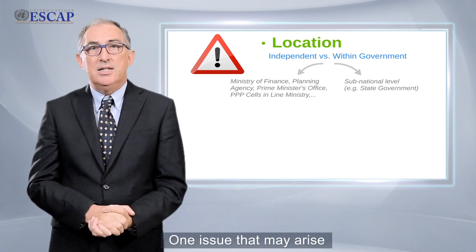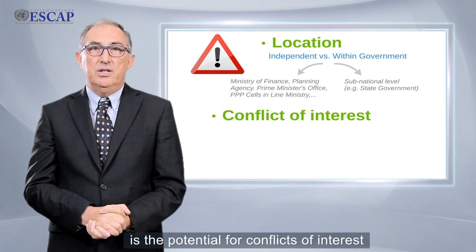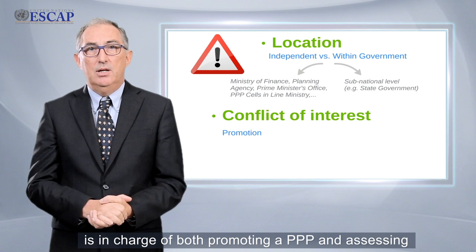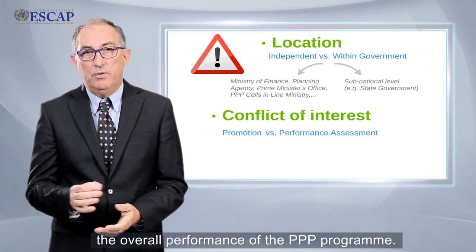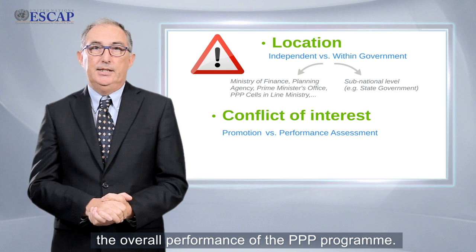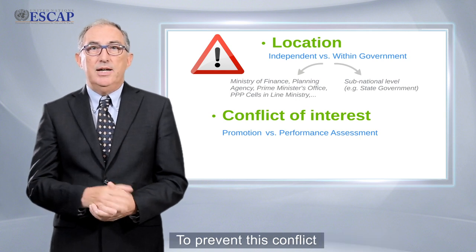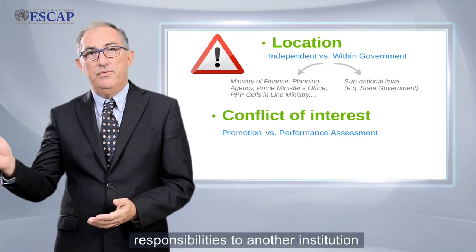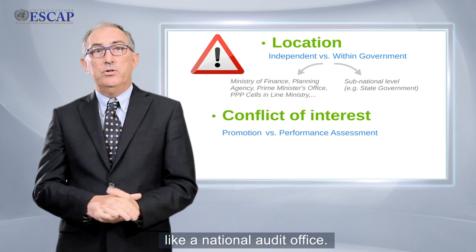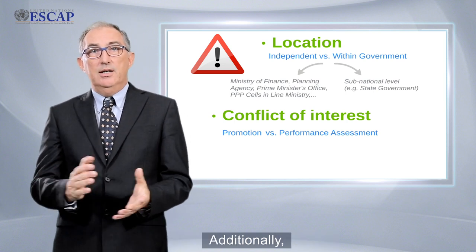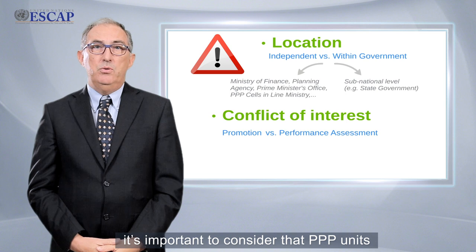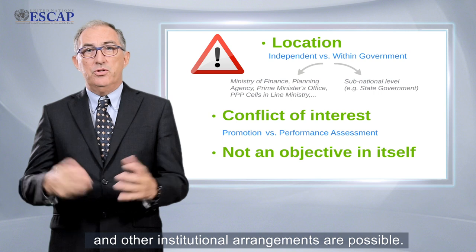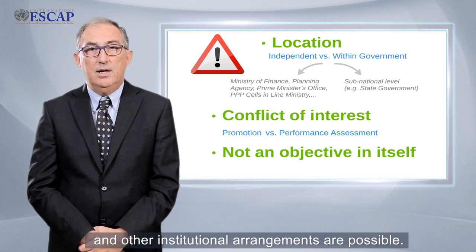One issue that may arise is the potential for conflicts of interest if the same institution is in charge of both promoting a PPP and assessing the overall performance of the PPP program. To prevent this conflict, it may be necessary to allocate assessment responsibilities to another institution, like a national audit office. Additionally, it's important to consider that PPP units are not objectives in themselves, and other institutional arrangements are possible.